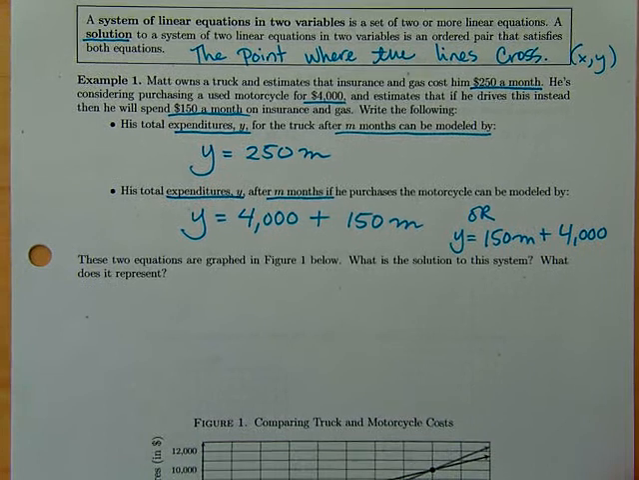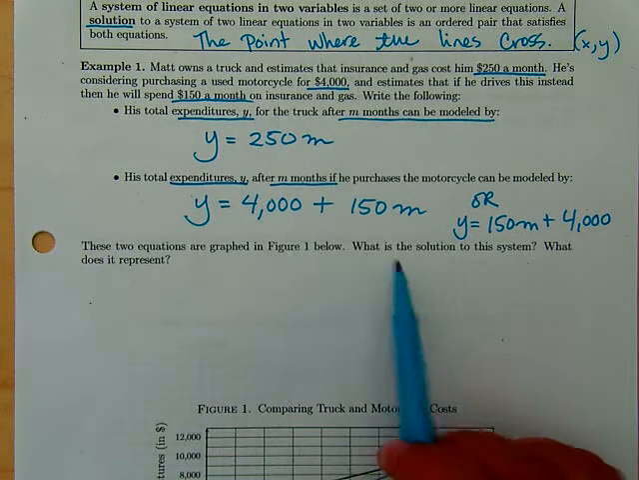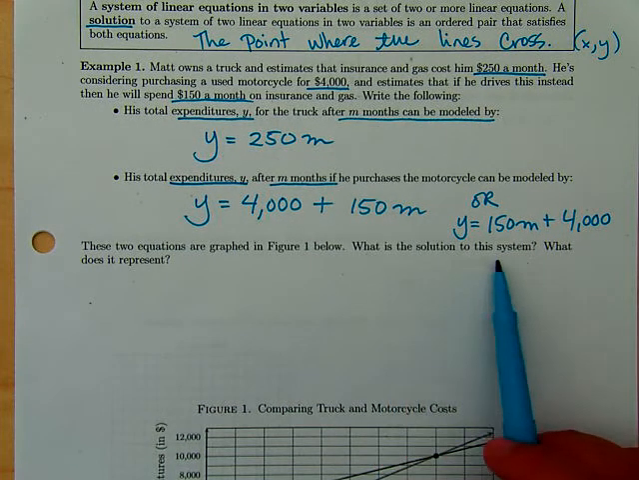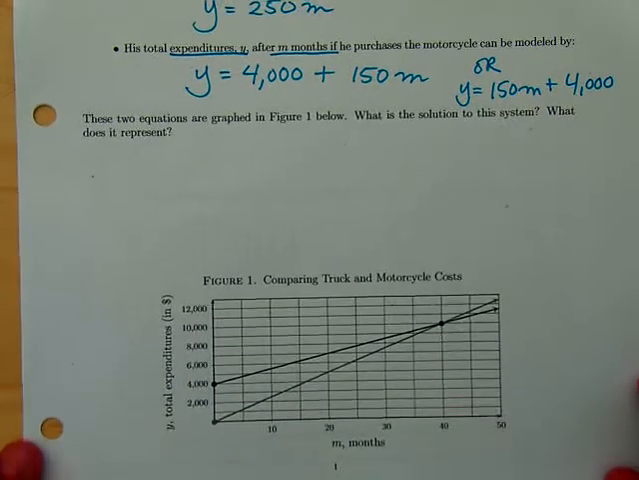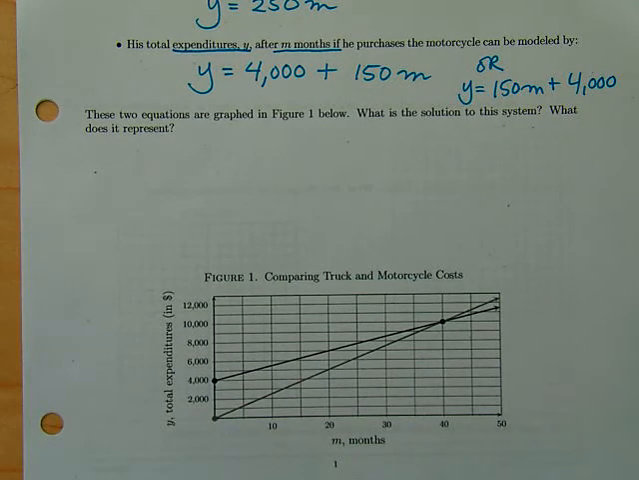Okay, these two equations are graphed in figure 1. What is the solution to the system? What does it represent? They already went ahead and graphed it for you. Now, just looking at the two graphs, can you actually tell which equation belongs to which line? You notice that we have two lines graphed? Can you tell which equation is which?